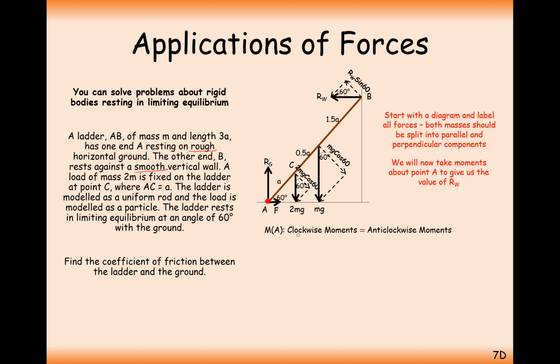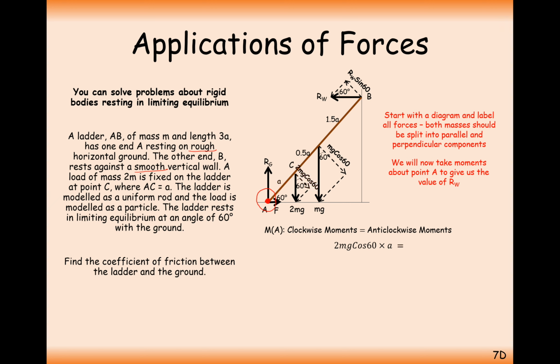We're taking moments about A and we're saying clockwise moments equal to anti-clockwise moments. So the first moment we'll look at is this red moment here. Distance of a, force of 2mg cos 60 perpendicular to the ladder. So it's going to be on the left hand side here, 2mg cos 60 times a. Why on the left hand side? Well, if you can imagine that A is the centre of our clock, it's going to be going downwards and to the right. That means it's definitely going to be going clockwise around that clock.